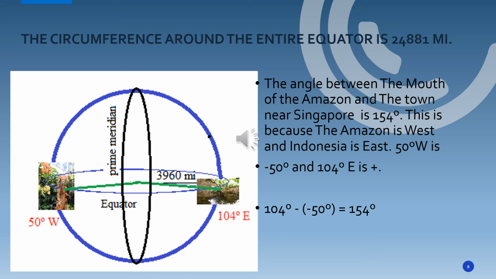But you can also just think about it. If the Amazon is 50 degrees west of the prime meridian, you have to go 50 degrees just to get to zero, just to get to the prime meridian. Then you have to go 104 more on the eastern side to get to our point in Indonesia.